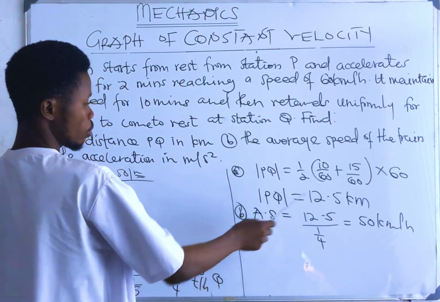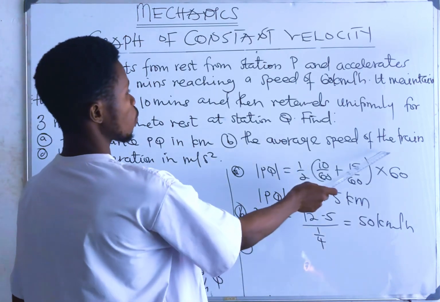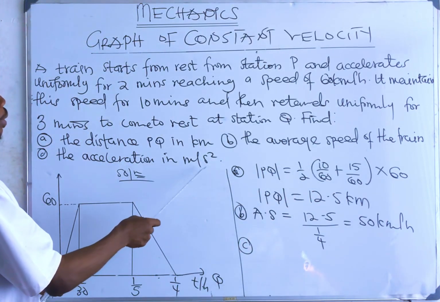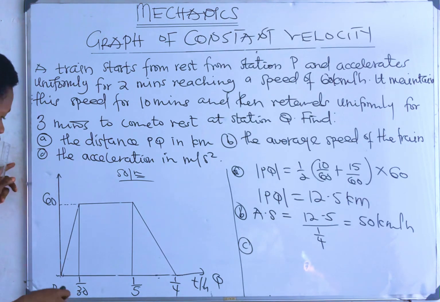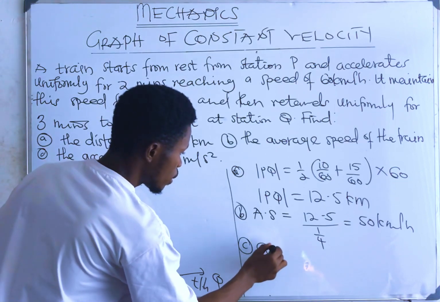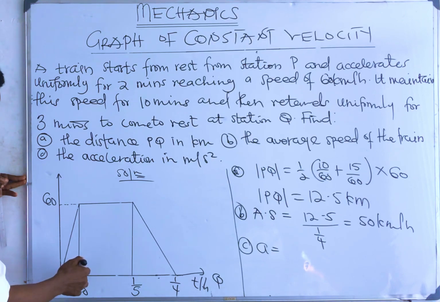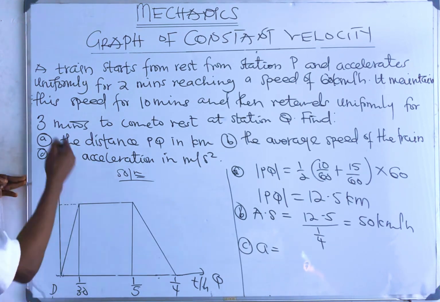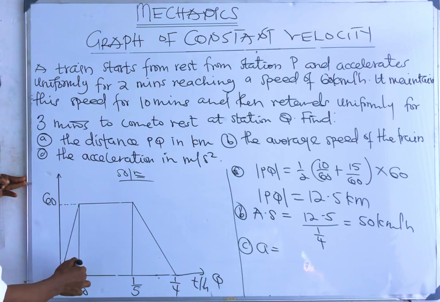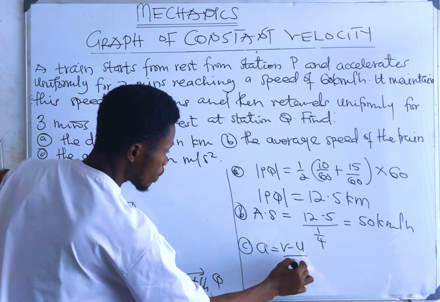So that over this gives 50 kilometers per hour. Then the last one, the average speed of the acceleration in meters per second squared. Now look, where is the acceleration? The acceleration is here. So you are only going to consider this small triangle here, okay? You know that I said that the acceleration is the gradient, and the gradient will be change in what? The y-axis. That's the change in the velocity here. So change in velocity will be v minus u over the time taken, okay?